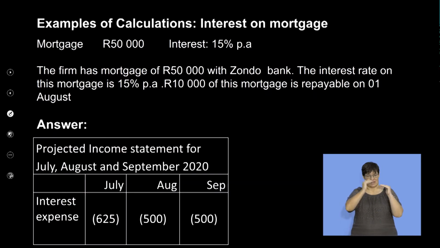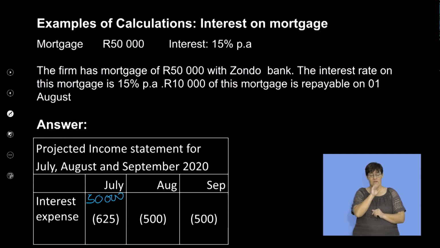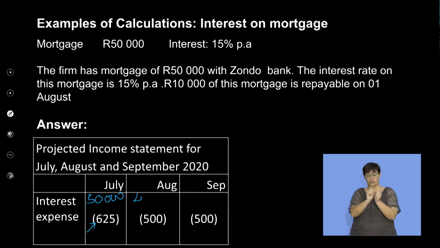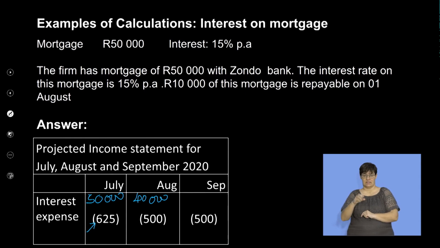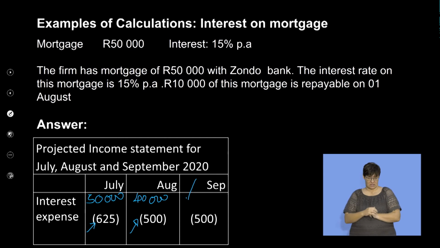This means, therefore, watch, in July, the loan was at 50,000 Rand. I'm going to write it in here for you just to explain so you can see what happens. There's my 50,000 Rand. The interest for that month was 625. When my loan changed to 40,000 Rand, because I repaid a portion of the loan, my interest now becomes 500 Rand. And the same would be applicable to September because the loan was still 40,000 Rand at that point.